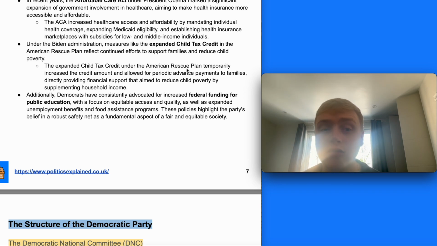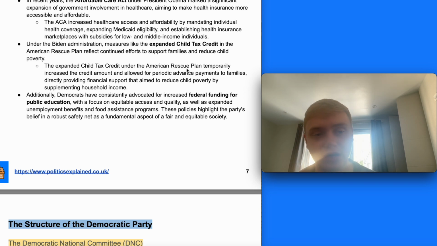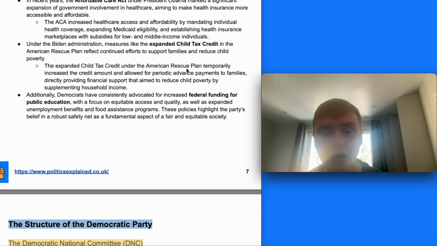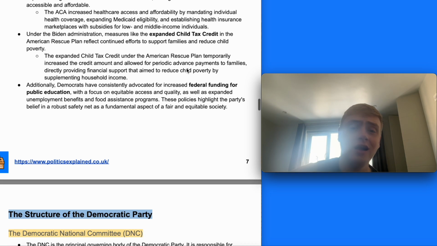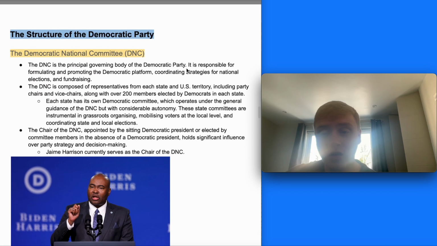This temporarily increased the credit amount and allowed for periodic advance payments to families, directly providing financial support aimed to reduce child poverty in the context of the pandemic in particular by supplementing household income. And additionally, Democrats have consistently advocated for increased federal funding for public education with a focus on equal access and quality, as well as expanded unemployment benefits and food assistance programs. Okay, that was a first introduction to the policy of the Democrats.